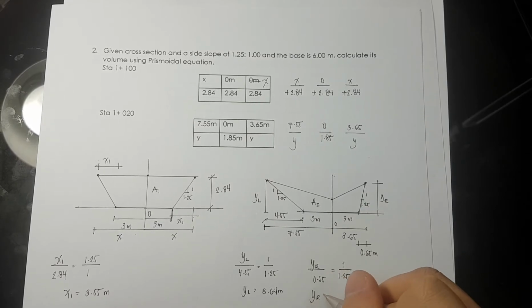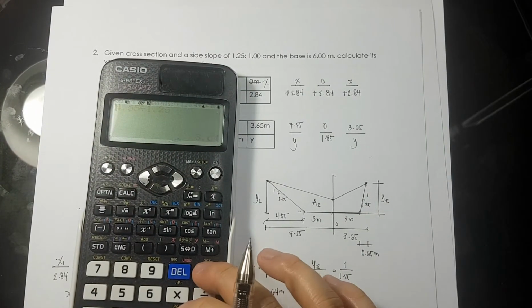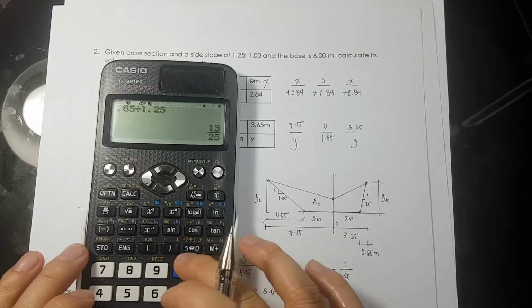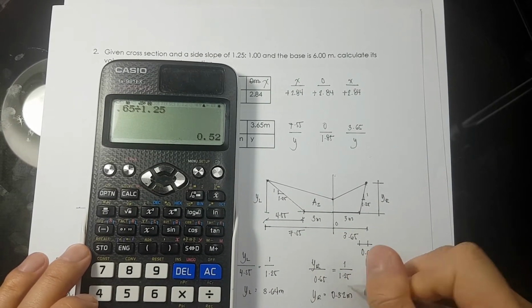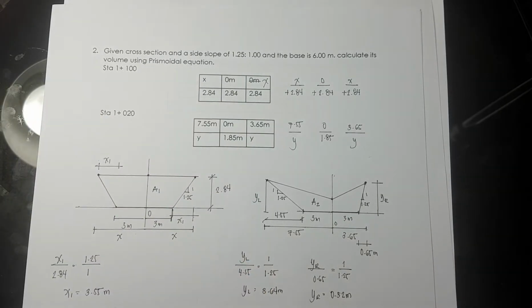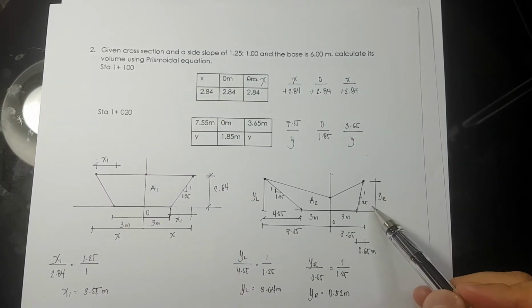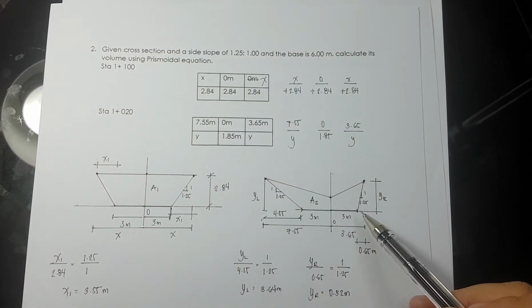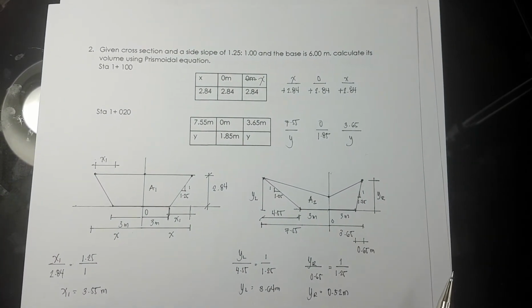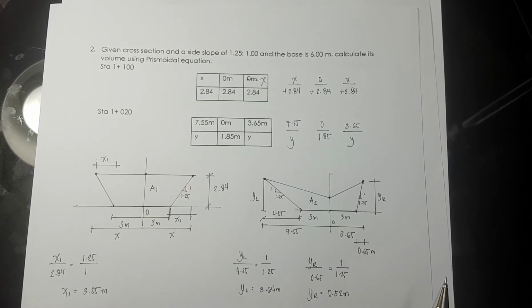Therefore, YR is equivalent to 0.65 divided by 1.25. That is 0.52 meters. Okay? So YR is 0.52, so mali yung drawing natin. Mas mababa siya. Okay? So, we can now solve for our area here.